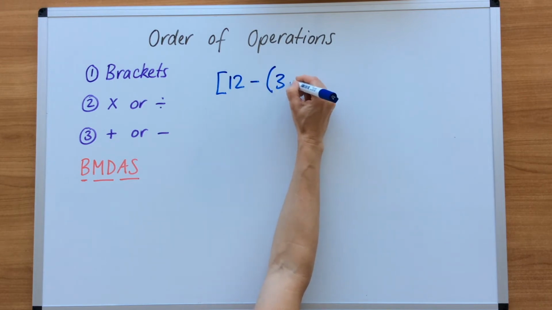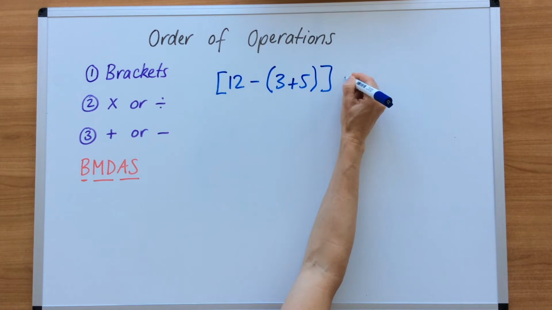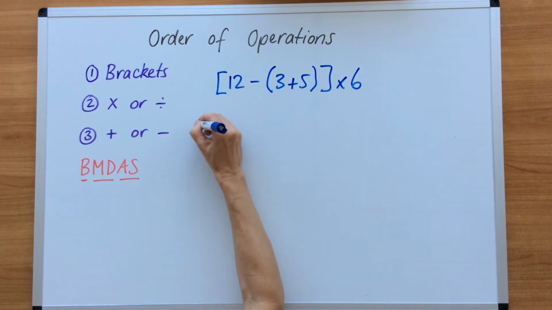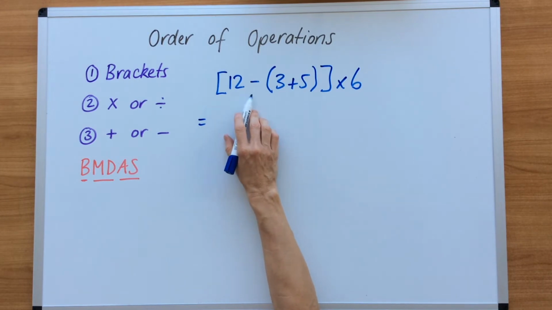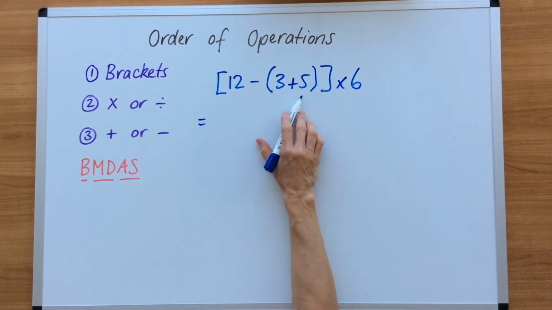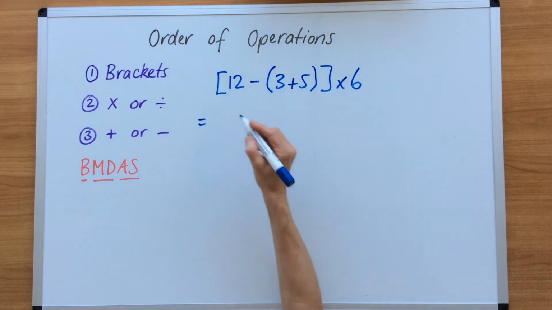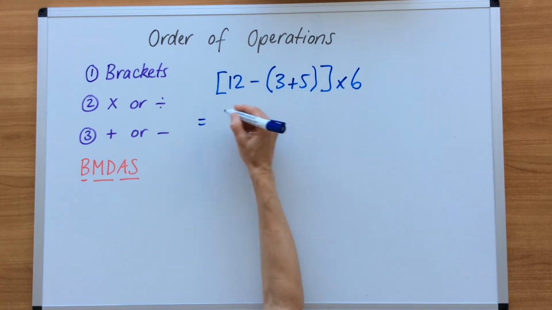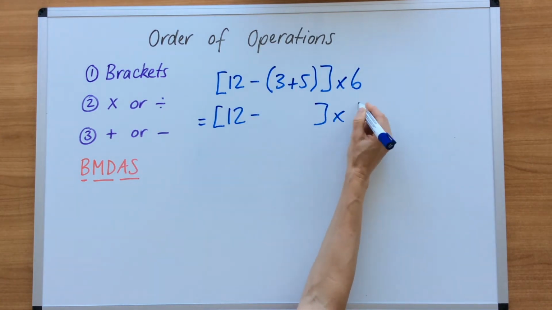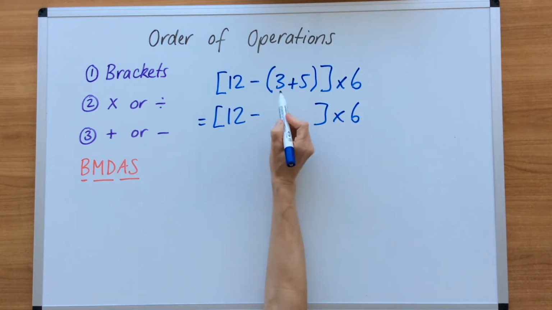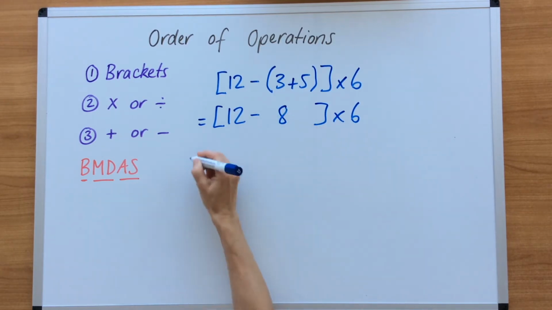You're going to get a variety of different questions that are going to give you lots of different answers, with all different orders of operations. So we've got a large bracket, a 12 minus, small bracket, 3 plus 5, small bracket, large bracket, and a times 6 on the outside. So we're going to leave the 12 minus, close the bracket and go times 6 on the end, and work the inside brackets here. 3 plus 5 is 8.